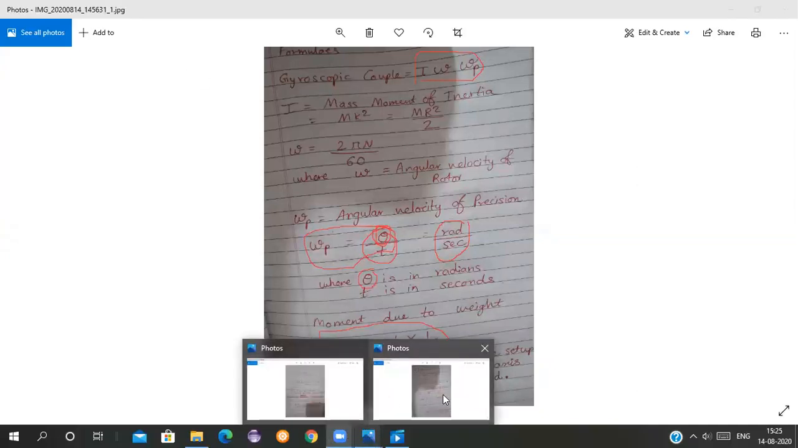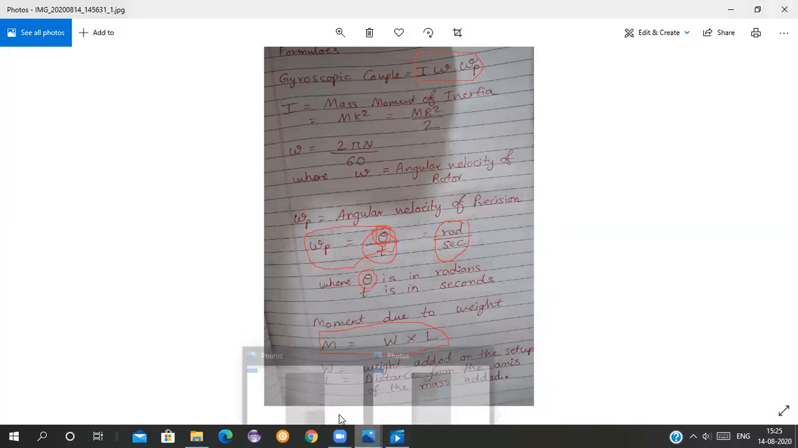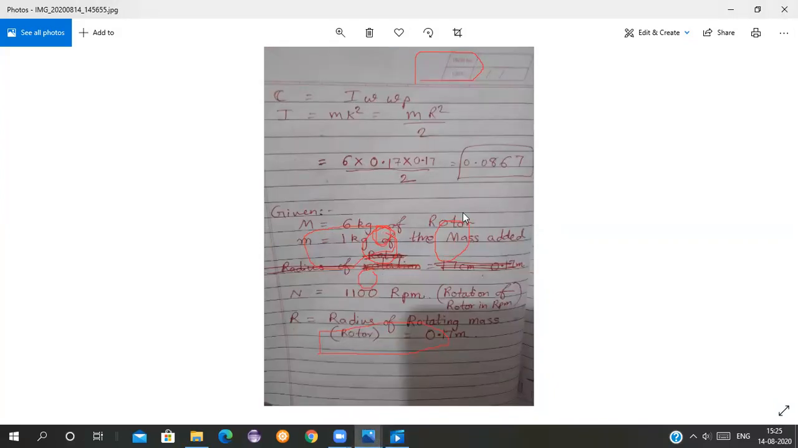I is mk square. The value I have given is 0.0867, and I have given 1100 rpm. So you tell me what is omega, and then you can also find out omega p. Omega p you can take as 60 degrees upon time, let's say, 10 seconds.